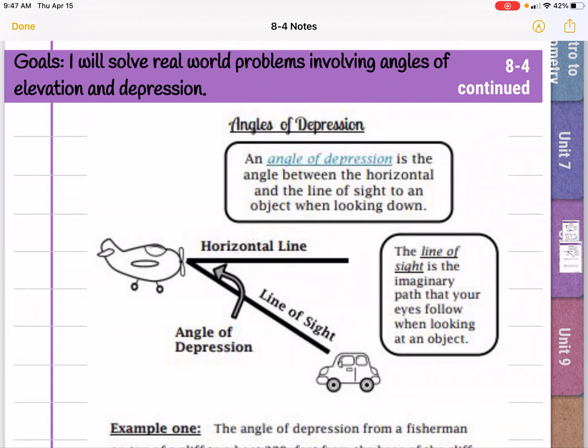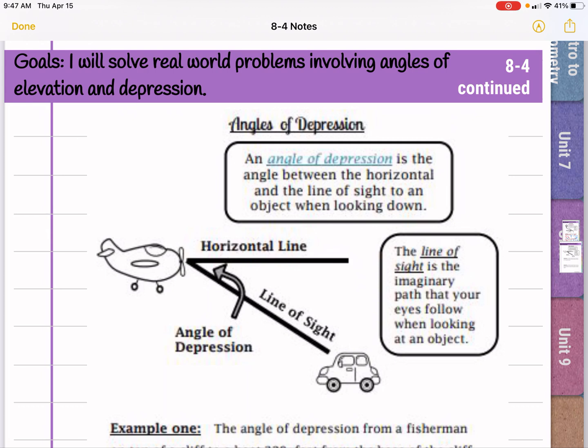In this video, we're going to continue solving real world problems using SOH CAH TOA, but this time we're going to look at angles of depression. So angle of depression is a little different. It's the angle between the horizontal and the line of sight, but this time when you're looking down. So when something's up, looking down at something on the floor or something lower than it.